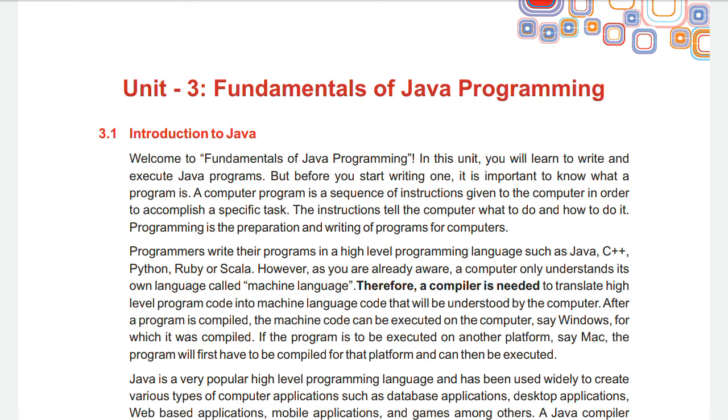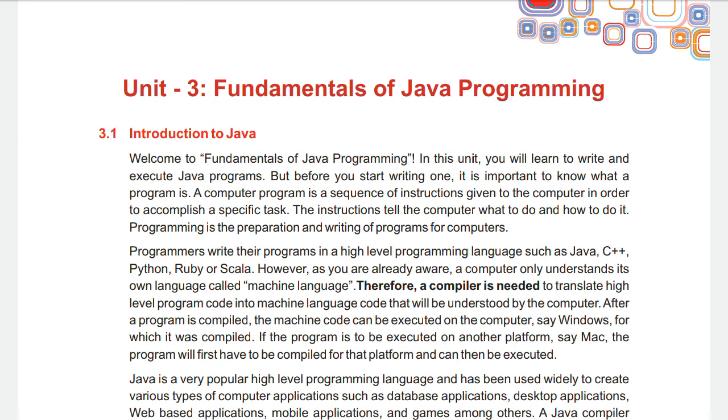However, as you are already aware, a computer only understands its own language called machine language. So computers only understand machine level language, meaning in the form of 0 and 1. Therefore, a compiler is needed to translate high level program code into machine language code that will be understood by the computer. For example, there are two people from different countries, they don't know each other's language, so how will they communicate with each other? They can communicate if they get an interpreter who translates their language and helps them communicate.